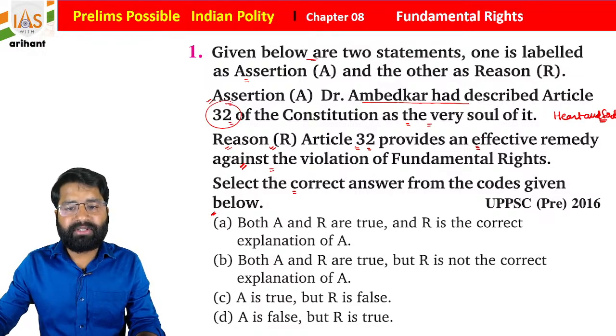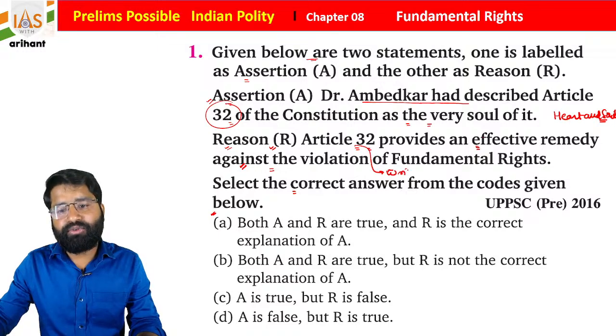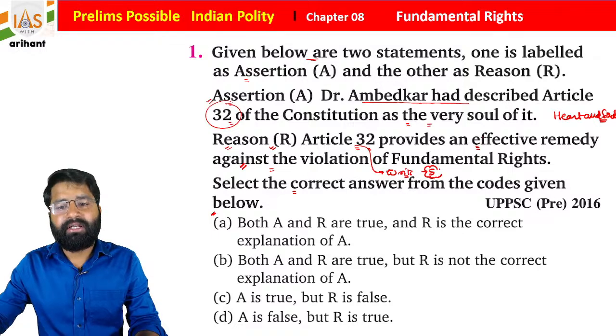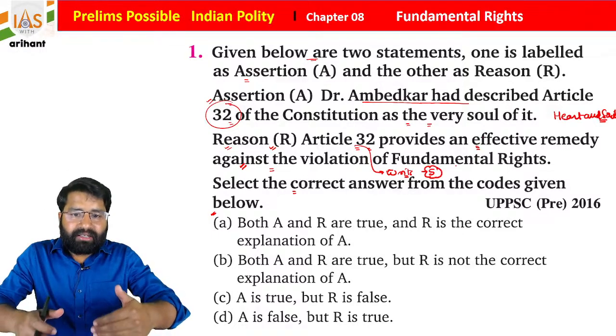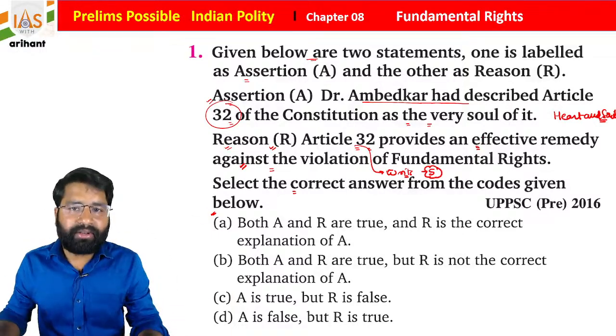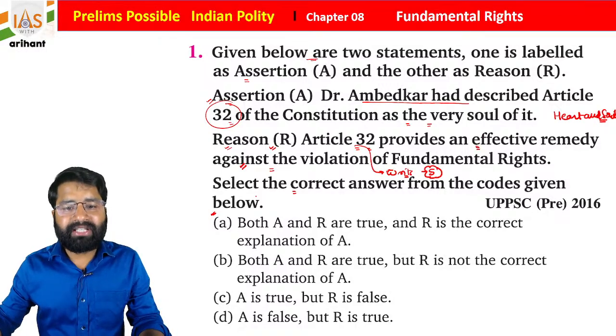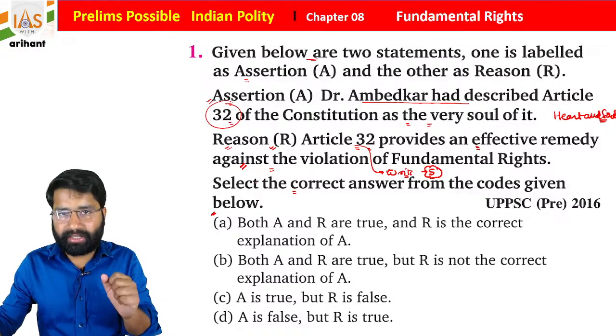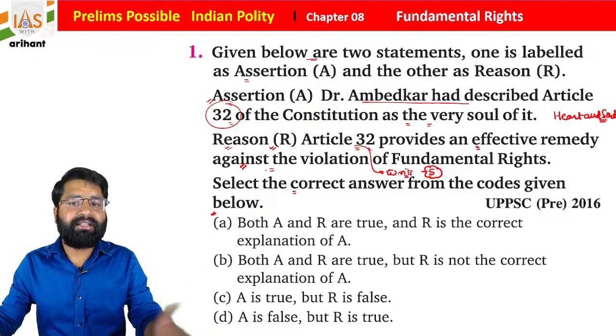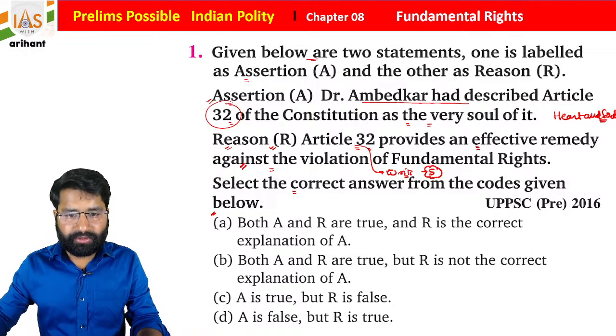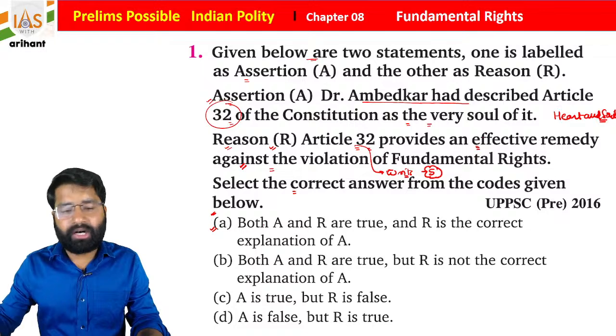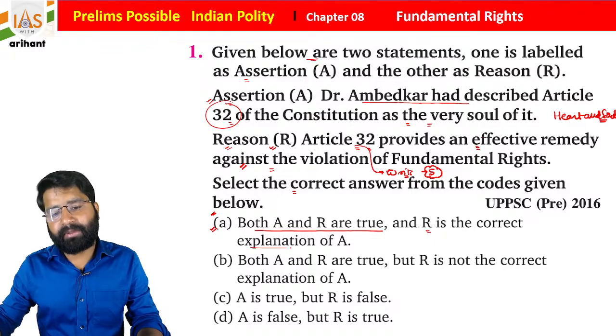As you know, under this, for the protection of fundamental rights, the Supreme Court can issue writs, and there are 5 types of writs. So the reason is justifying or explaining the assertion. It means that both statements are correct and the reason is the correct explanation of the assertion. So just go with option A: both A and R are true, and R is the correct explanation of A.